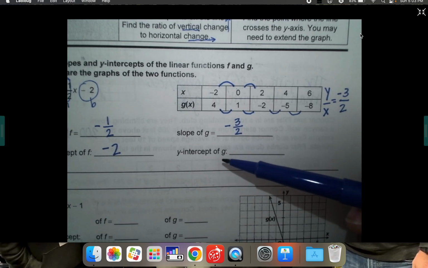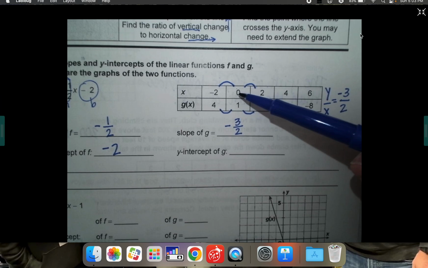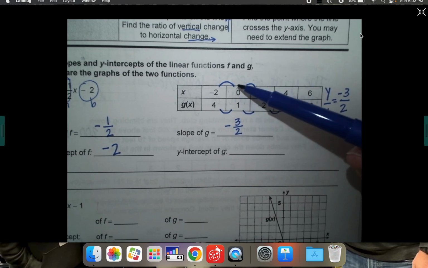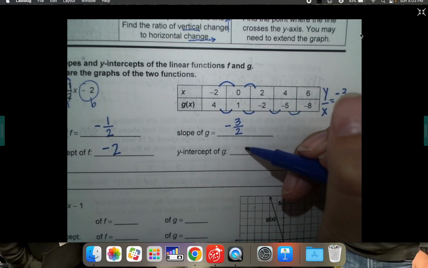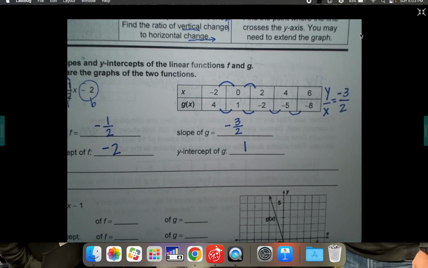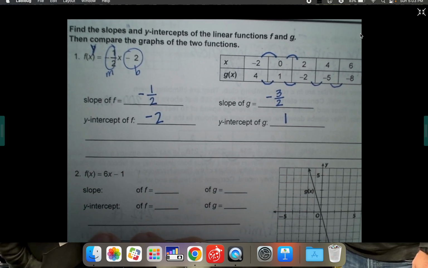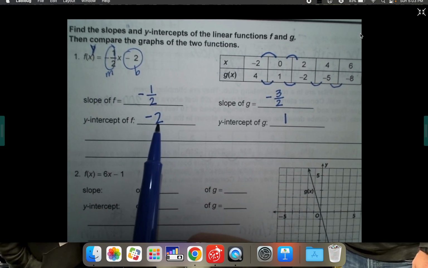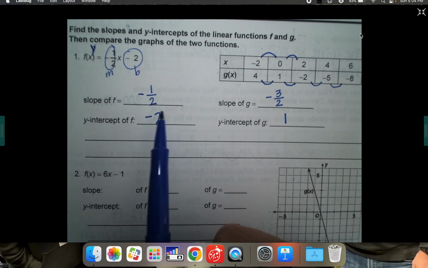And remember, the y-intercept is when x is 0, it's whatever y is. So if 0, 1 is a point, that would end up being on the y-axis. 1 is your y-intercept. So now that we've found them, we're comparing the graphs. If you have an initial value of -2 versus 1, then this initial value is going to be much lower.